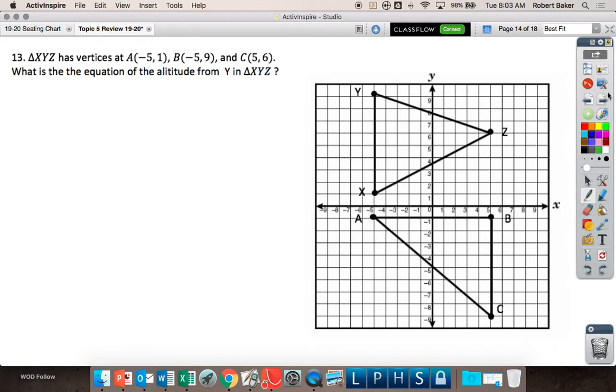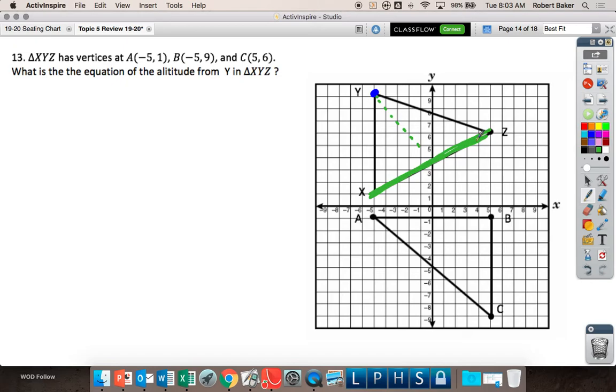What is the equation for the altitude from Y in triangle XYZ? So now we're looking at this triangle up here, and we're looking for the equation of the altitude from Y. So we talked about this in class. If we're looking for the equation of the altitude from Y, you have to understand that altitude looks something like this. It's going to go down through XZ.